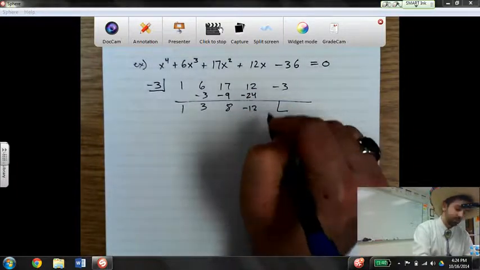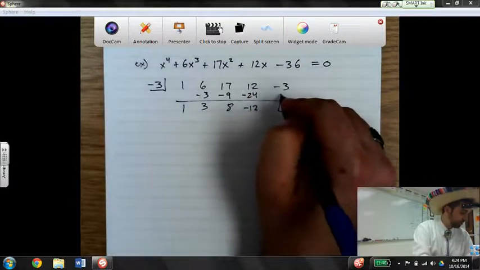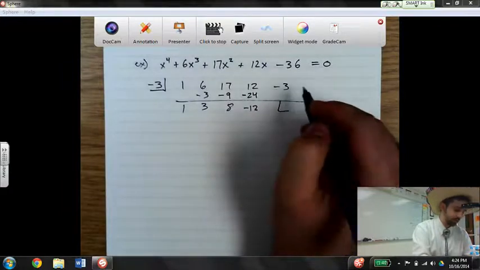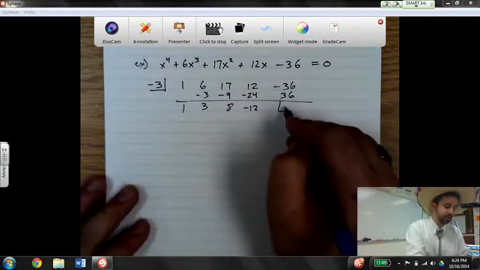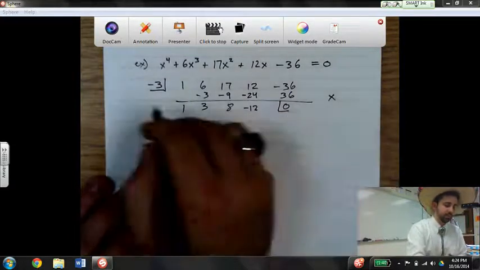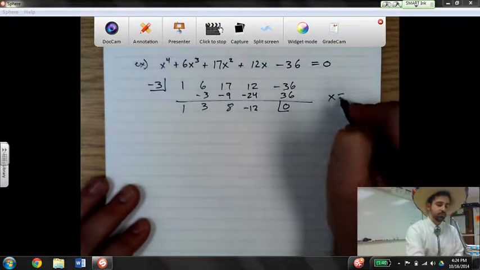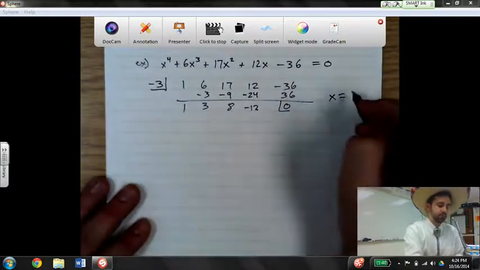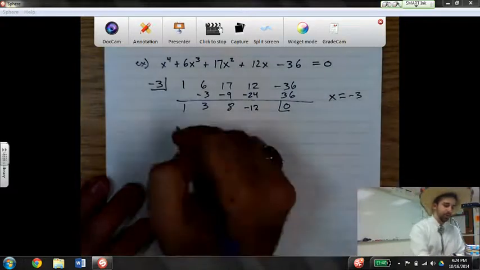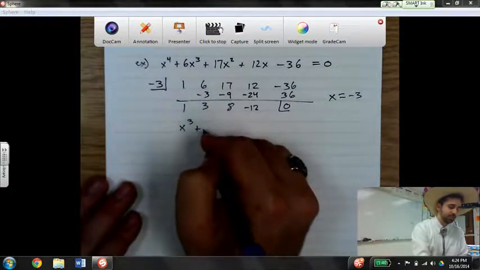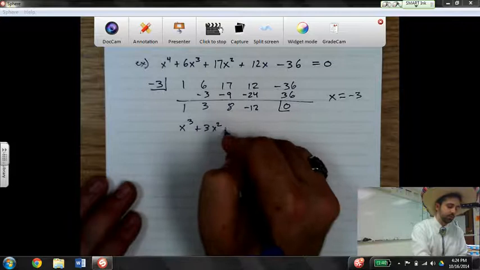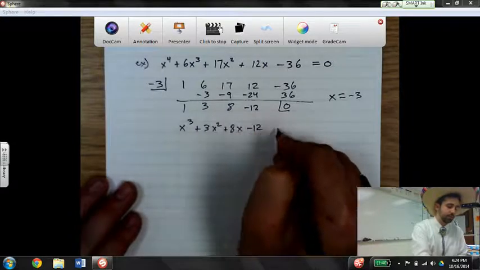So using negative 3, I will apply synthetic division. And if you struggle on the synthetic division, I strongly encourage you to watch the previous video on synthetic division. So based off this, we affirm that negative 3 is a root, and we have factored it down to x cubed plus 3x squared plus 8x minus 12.